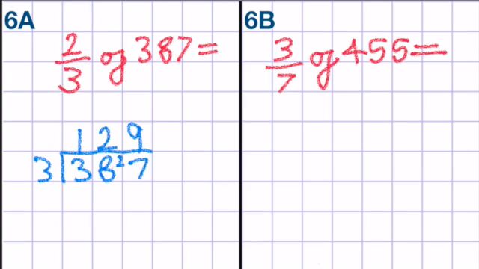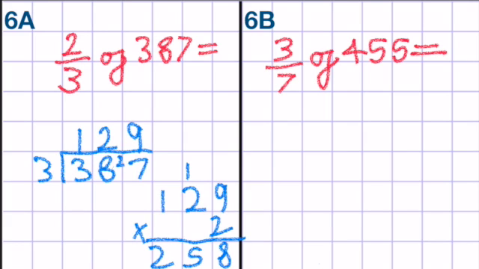Now we need to times 129. We need to times it by 2. 2 times 9 is 18, carry the 1. 2 times 2 is 4, plus 1 is 5. 2 times 1, so it's 258.